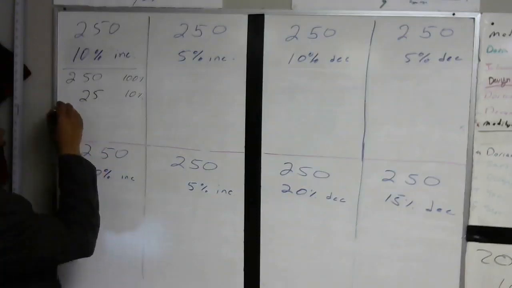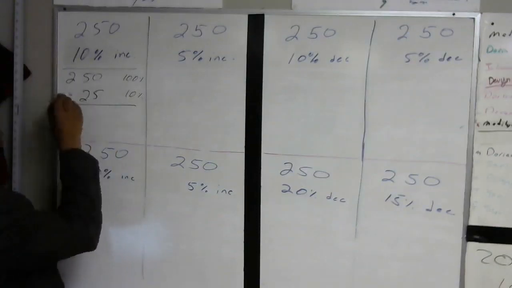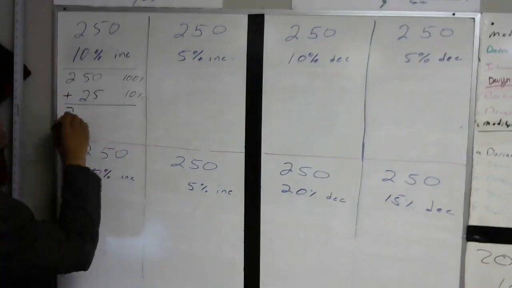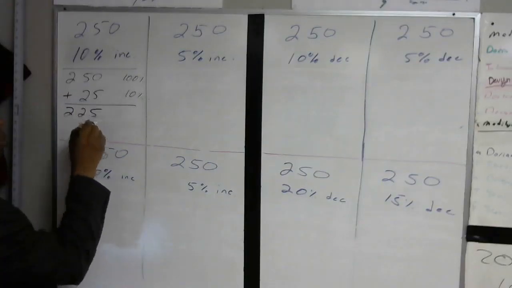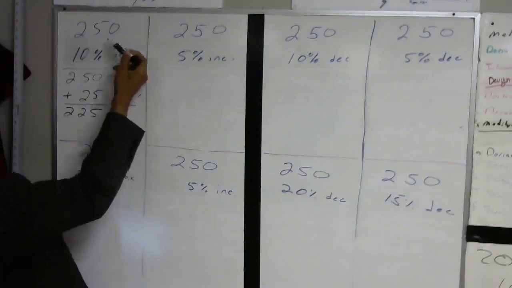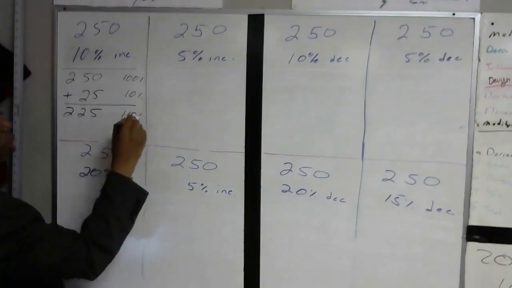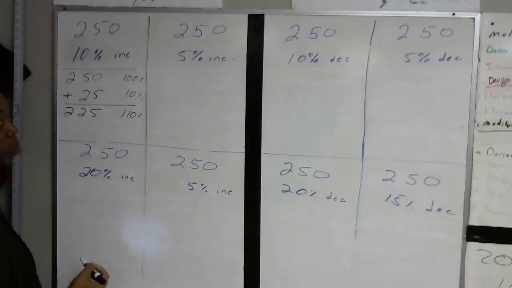Okay, so we're going to take the original 250 and the 25, we're going to add them together. We're going to get 275. This is what we get when we make a 10% increase on 250. Or should I say this represents 110%.